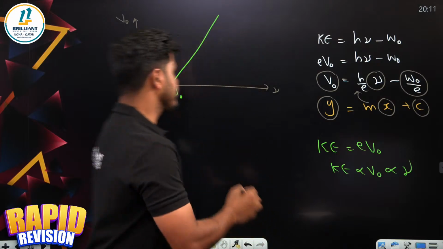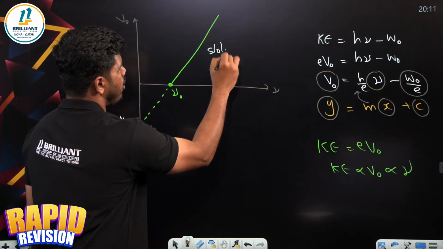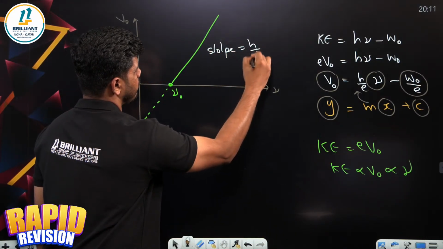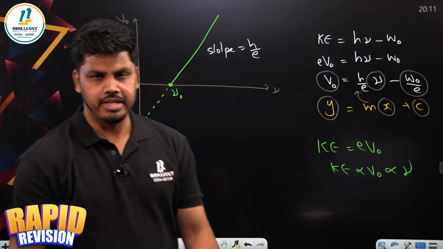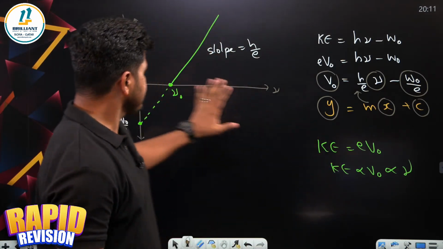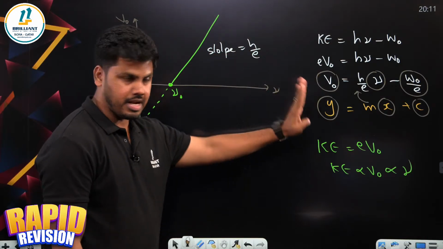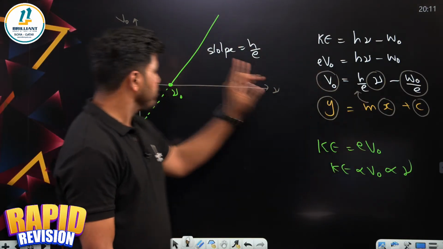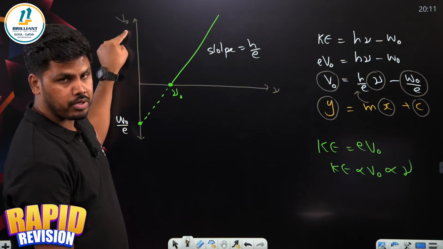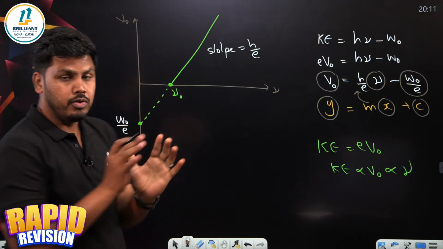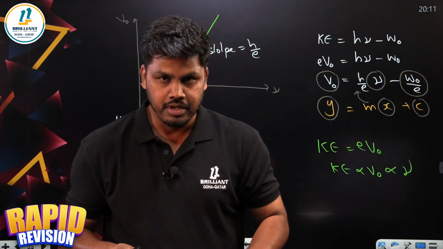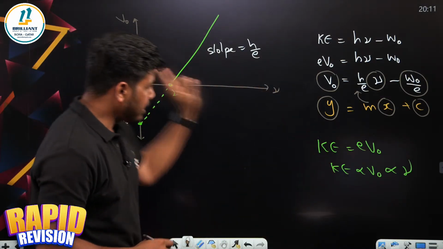See the difference. The slope of the graph is not h, still a constant only, but h by E, where E is the charge of the electron. So this is how the graph will change if you take V naught, the stopping potential, instead of kinetic energy. The graph looks almost the same, there is no difference, right? So don't be in a hurry to answer your question.